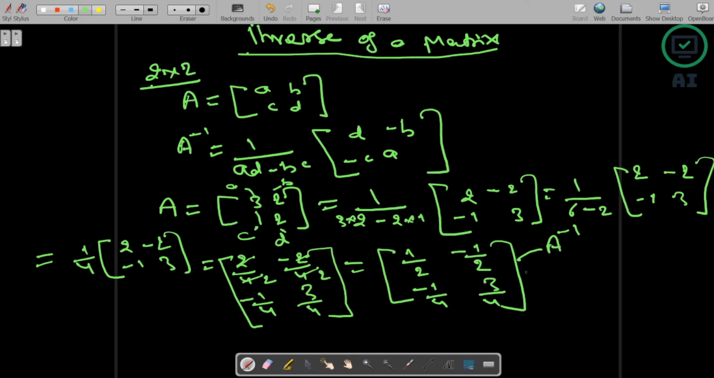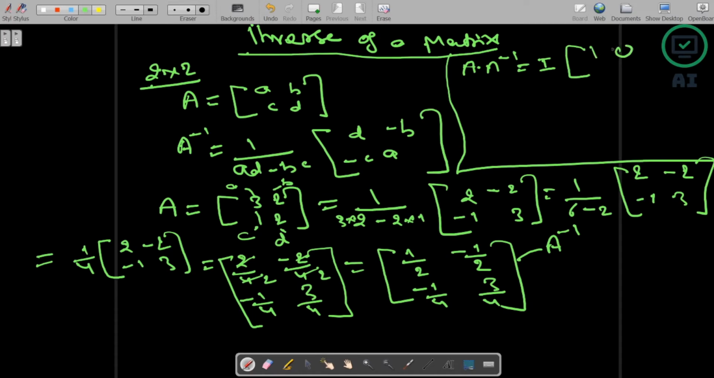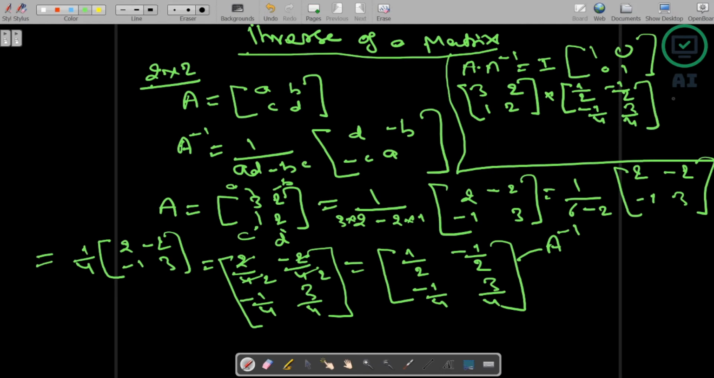So if you want to prove that it is A inverse, what to do? A dot A inverse should be the identity matrix. Identity matrix is nothing but 1, 0, 0, 1. So let's prove that A is 3, 2, 1, 2, and A inverse is 1 by 2, minus 1 by 2, minus 1 by 4 and 3 by 4. Just multiply this. I will show you one element, and then you can multiply for others. You will get this one.